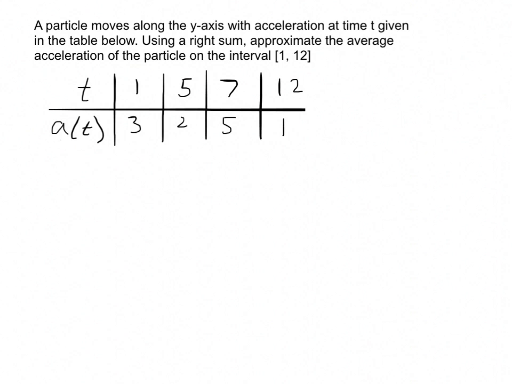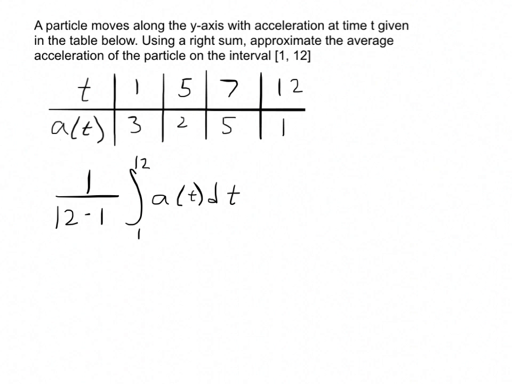So, as we figured out, finding the average value of a function means we do 1 over 12 minus 1 times the integral from 1 to 12 of this function a of t dt. So just like before, I don't have a function notation version of this function. I can't take the integral, strictly speaking. But the problem does say, using a right sum, we can approximate the average acceleration. So in other words, I know I can't actually take the integral of a of t, but I could approximate it by doing a right sum using the information that I have here.